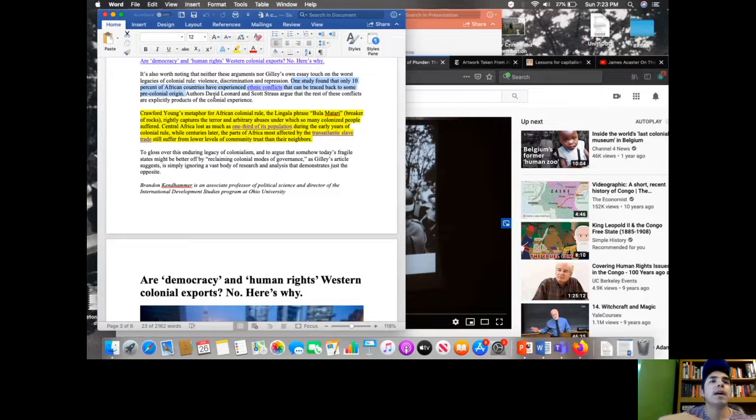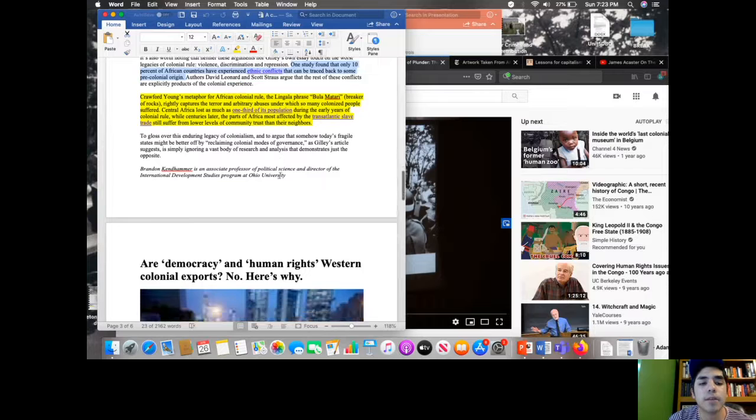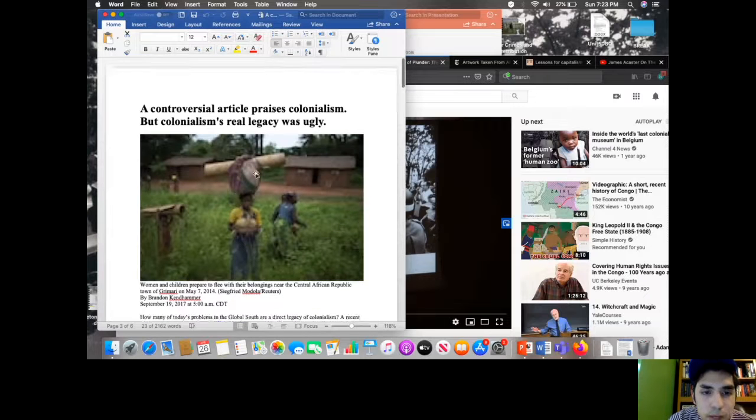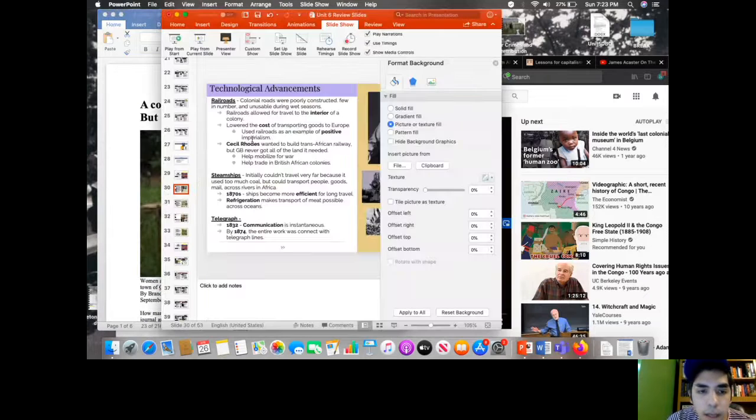Another example would be the Hindus and Muslims in India. I'll include a link in the description about how, especially after Britain leaves and India and Pakistan gain their independence, the effects of colonialism and colonization are still felt. So go ahead and take a look at that one. This is a cool article.